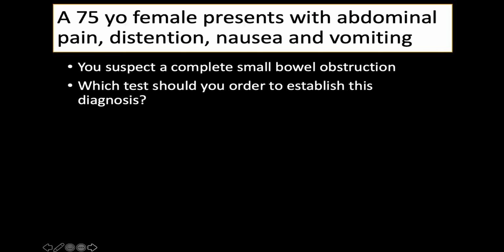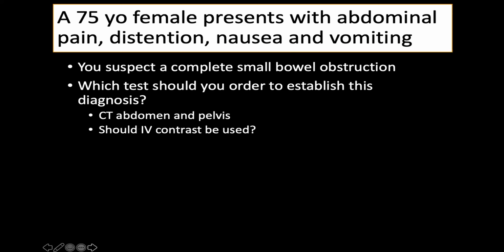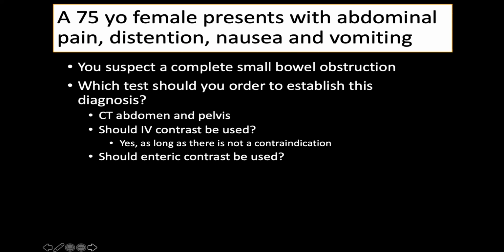Great. Another one, a 75-year-old female presents with abdominal pain, distension, nausea, and vomiting. Here we're thinking probably a small bowel obstruction, possibly complete. What tests do you think we should order to establish this diagnosis? CT abdomen and pelvis. Should IV contrast be used? Yes, as long as there's not a contraindication, some sort of kidney injury or something like that, or allergy.